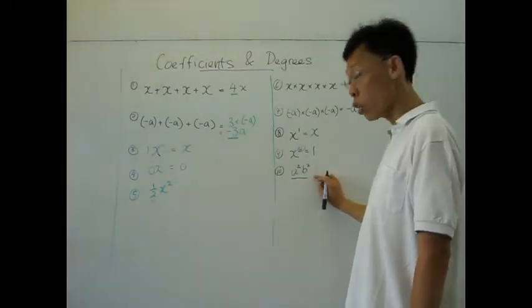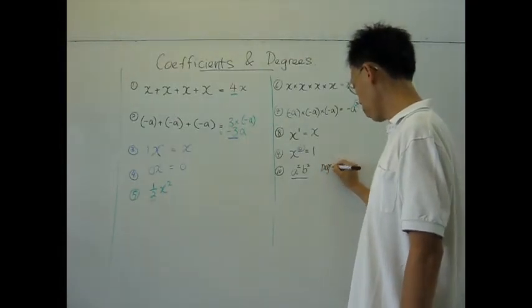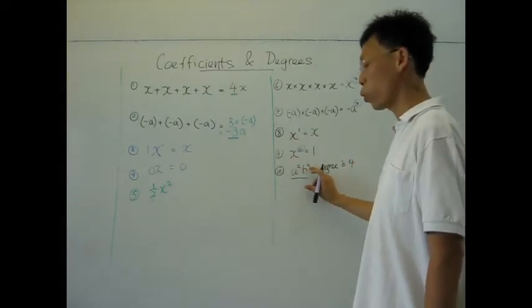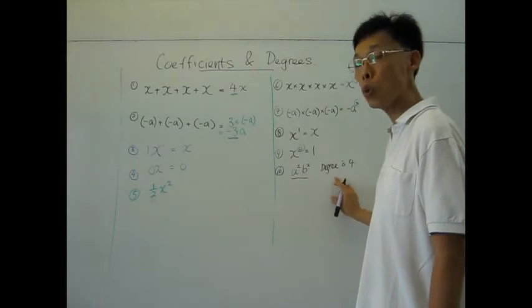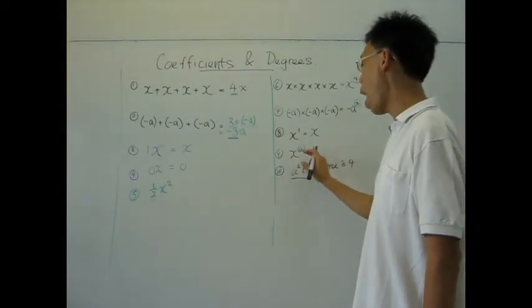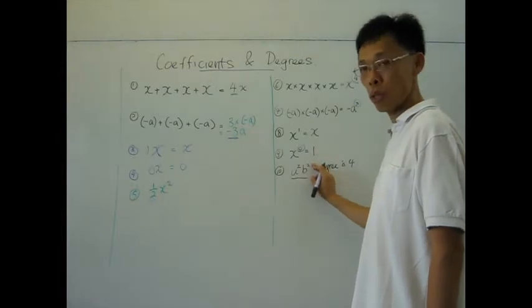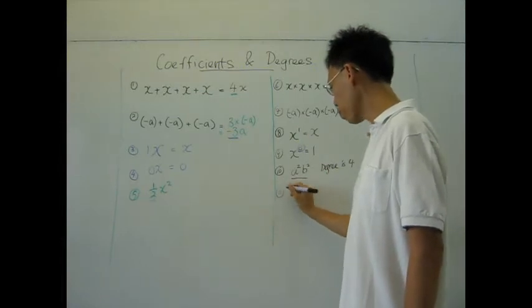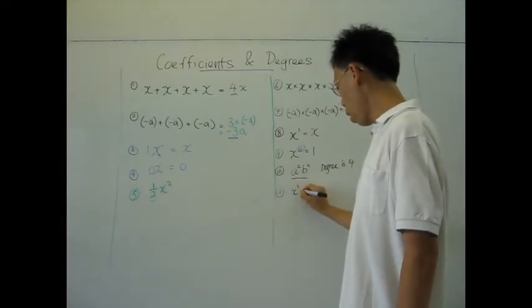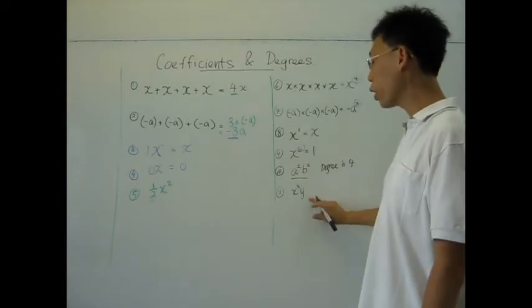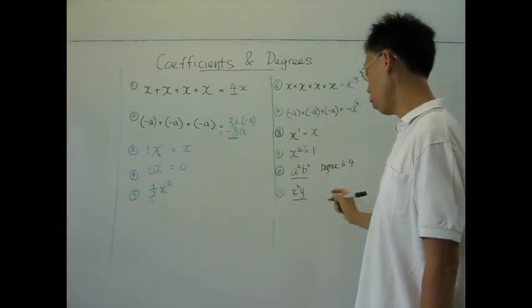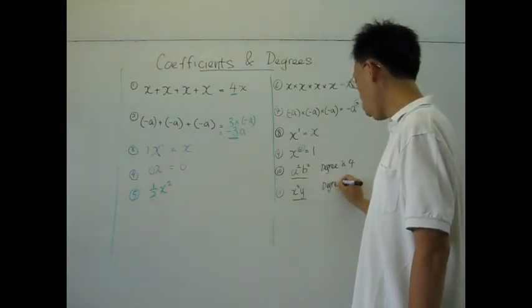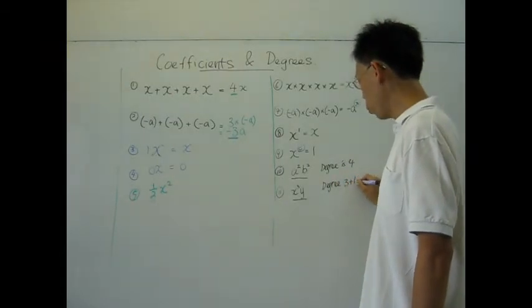Well, in this case, the degree here is 4, because 2 plus 2 is 4. So the degree here can also be the sum of the powers of an algebraic term. So in this case, 2 plus 2 is 4. In another case, x cubed and y. What's the degree of this particular term? Well, the degree of the term here is also 4 because it's 3 plus 1, which is also 4.